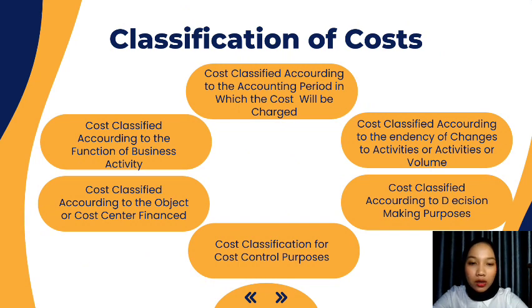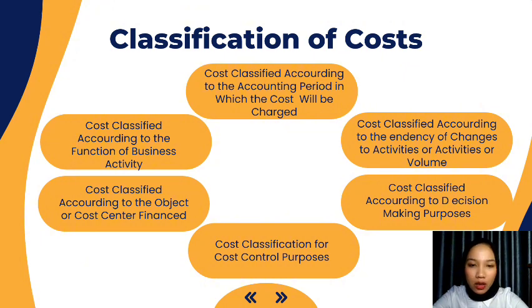1. Controllable costs, costs that can be influenced by a certain leader directly within a certain period of time. 2. Uncontrollable costs, costs that cannot be influenced by the authority of the leader or official. And the last is costs classified according to decision-making purposes. The classification of costs for decision-making is as follows.